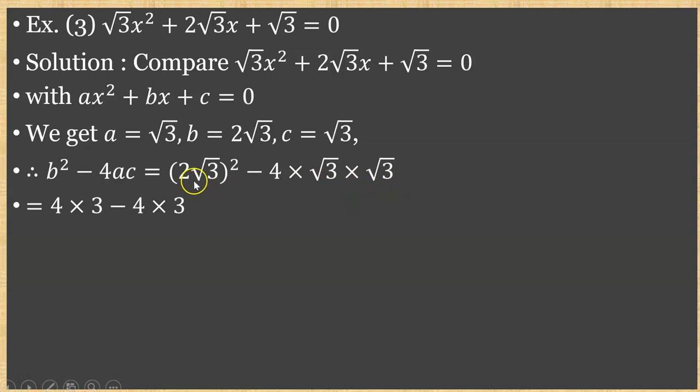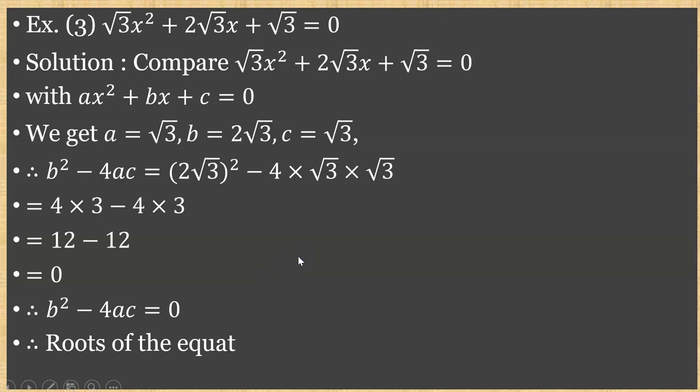Now their product will come: 2 root 3 square means 2 square is 4, and root 3 square is 3. Minus 4 into root 3 into root 3 is 3. That is 12 minus 12 is equal to 0. Delta is 0, and therefore the roots of the equation are real and equal.